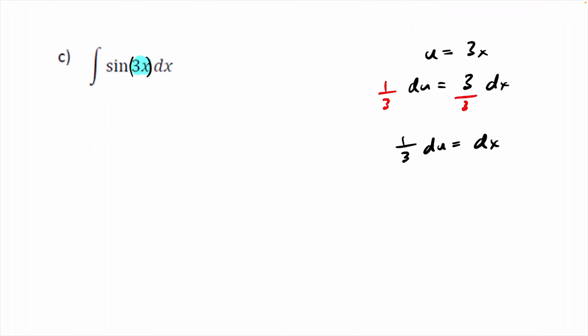Substitute. Sine is going to stay. I didn't do anything with sine. Sine is going to stay. The angle is going to change. That's going to become u now because that's my u that I chose. And then dx is going to become 1/3 du.